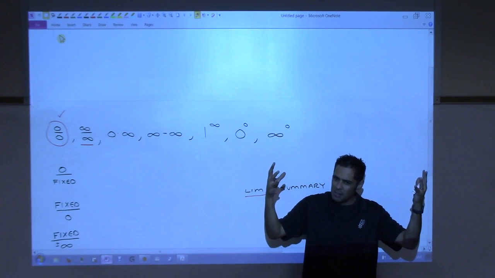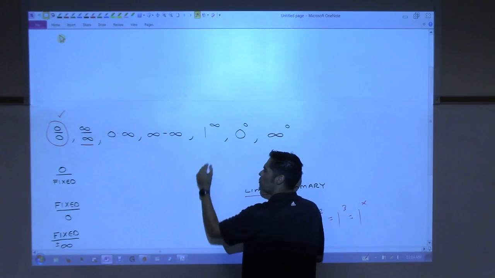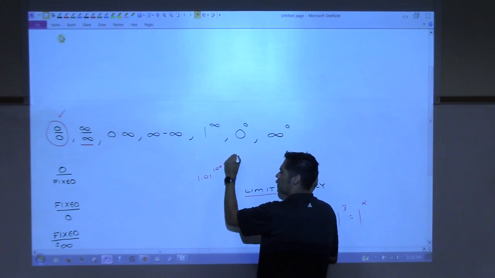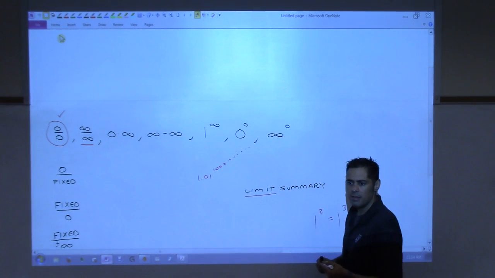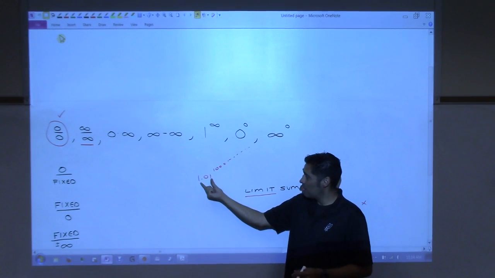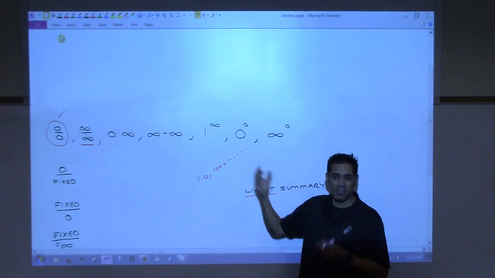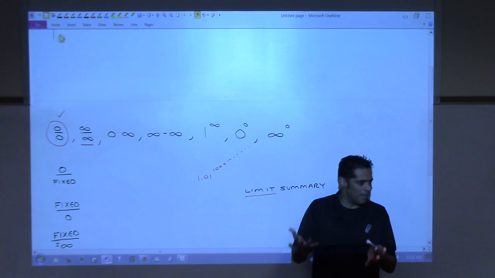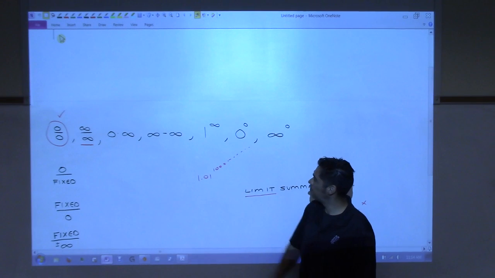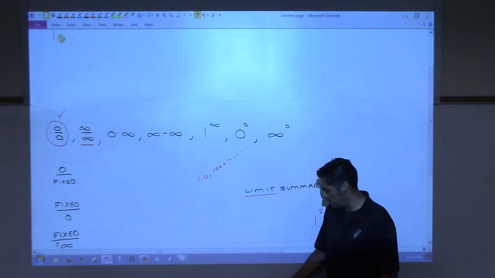Does that make sense? If you take a number that's really close to 1, like 1.01, and you raise that to the 10 billion or something like that, that number's going to get bigger. But if this gets close enough to 1, then this shouldn't matter. So again, you have this tug of war happening, and we're going to have to figure out what happens. Each problem will be unique. Why is this an interesting situation?